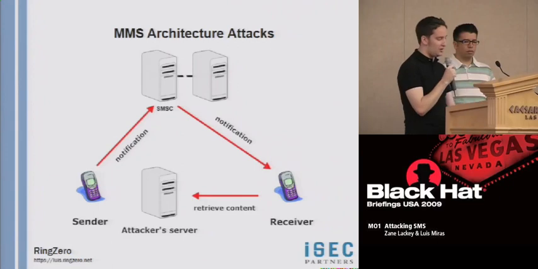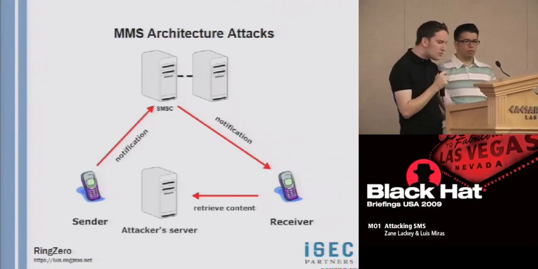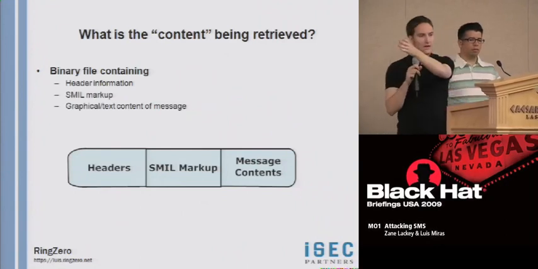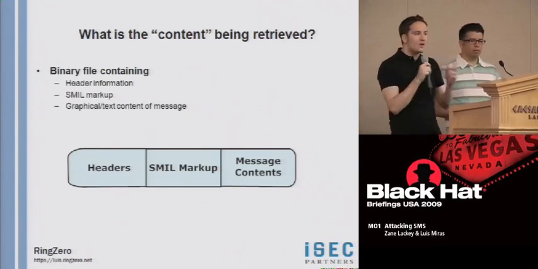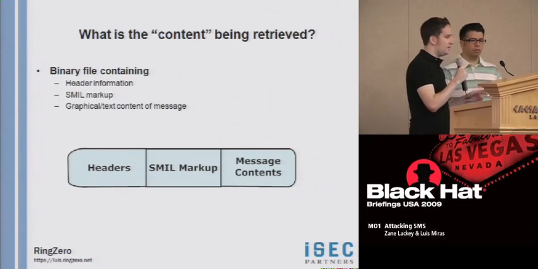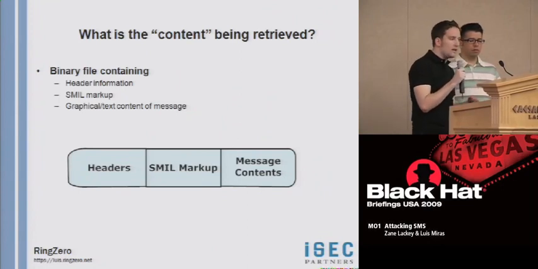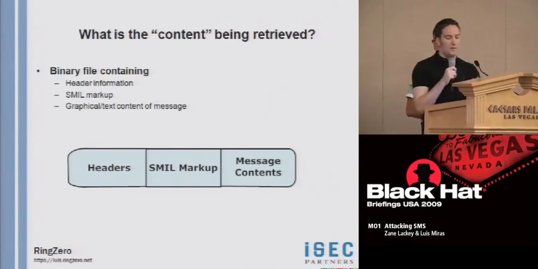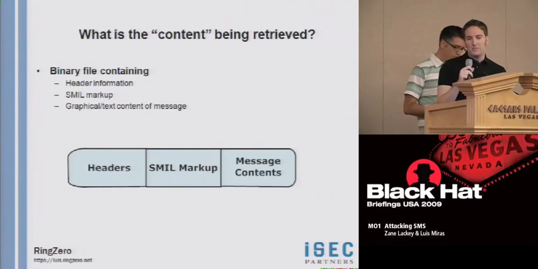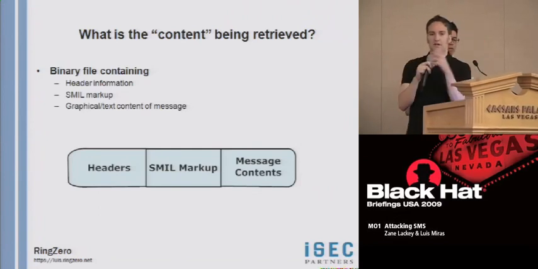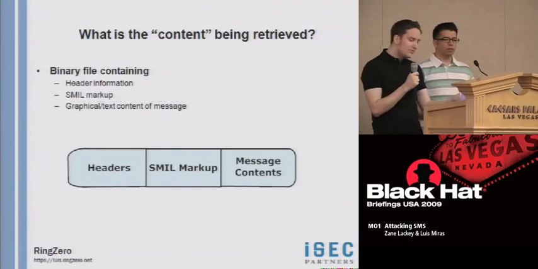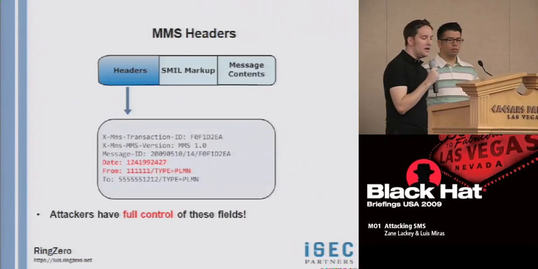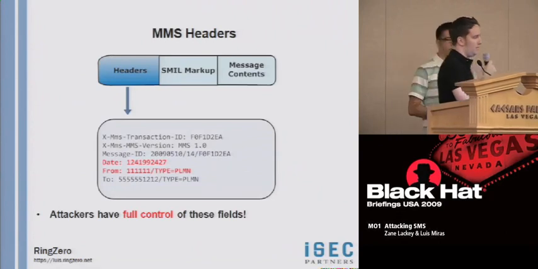So what's this content that I'm talking about here, where it's retrieving content? It's not just the message contents. That's actually what we thought in the beginning there, that it just goes and fetches that image or fetches that text. What it's actually fetching is a binary MMS file. It's usually just a file that ends in .mms, but it's made up of 3 major parts. It's made up of a set of headers. It's made up of some HTML markup, some SMIL markup, and it's made up of then the message contents at the end there, so the image and the text and things like that. What's in the headers? Things like transaction ID, version, message ID, and the date and the from.